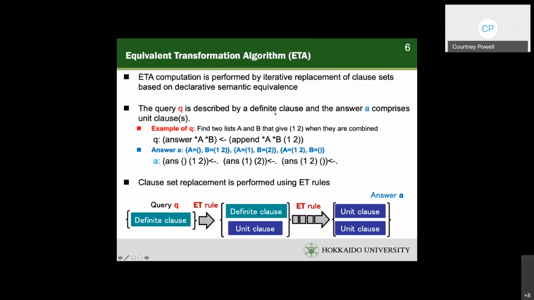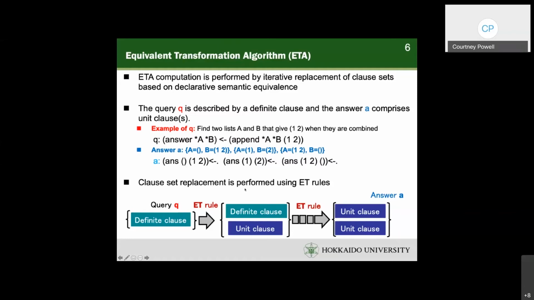So for example, here we have an example where we give the query to find two lists, A and B, that can give one list comprising 1 and 2 when they are combined. And this is a query, the definite clause. So here we have our answers. So these are the actual unit clauses. So we have a null list representing A and B being 1, 2. Another answer is 1 being A and 2 being B, etc.